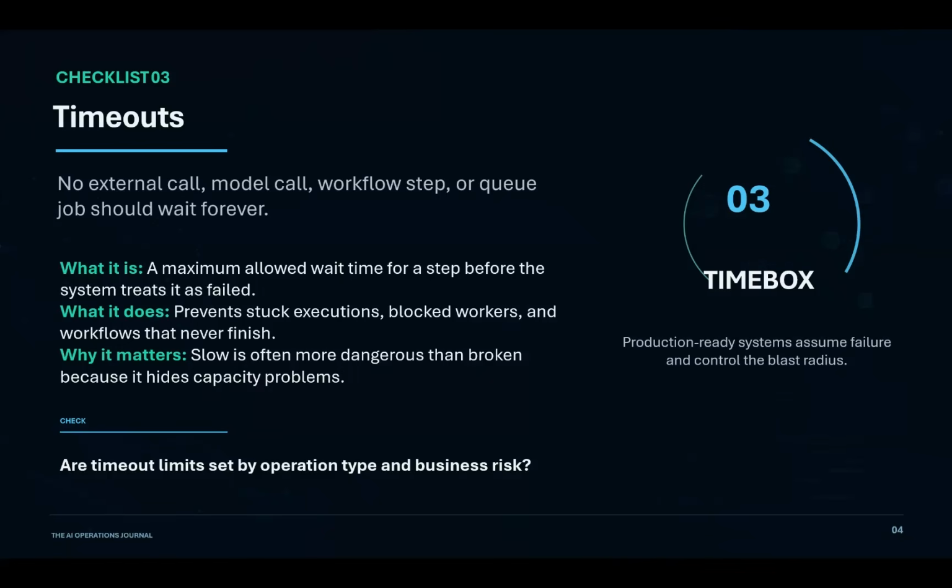That's definitely something wrong. So you set up timeouts, meaning this operation should stay alive for a maximum of 3 seconds, for example. This one, 5 minutes, because it's a long running task. So for each type of operation, you determine how long it should run, and that's achieved with timeouts. So you have to ask yourself, are timeout limits set by operation type and business risk? That's the question you have to ask to check if your system will be reliable in production.